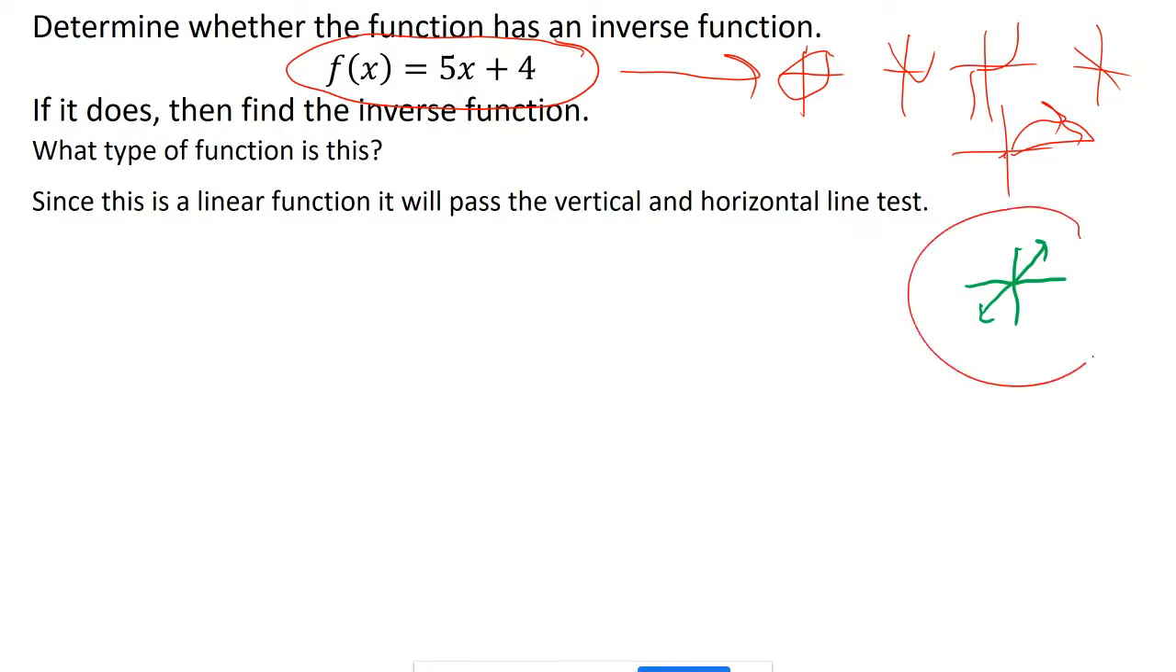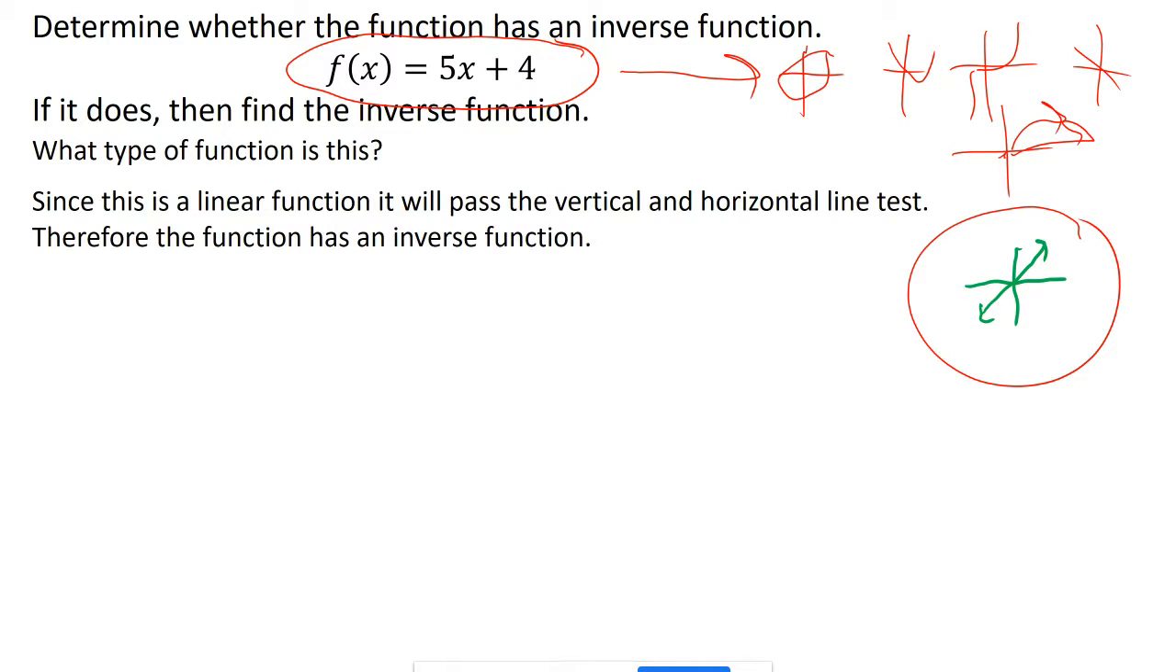So I drew it here. This is a line. So since it's a line, one, that means that it's a function. And number two, it passes the horizontal line test. So it is going to have an inverse, right? So we say there is an inverse. And now they want us to find it.